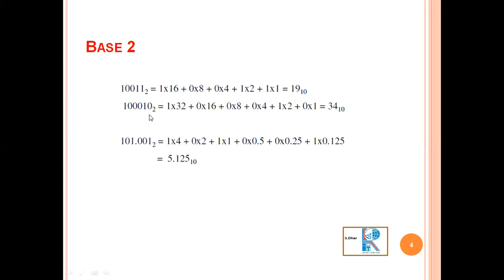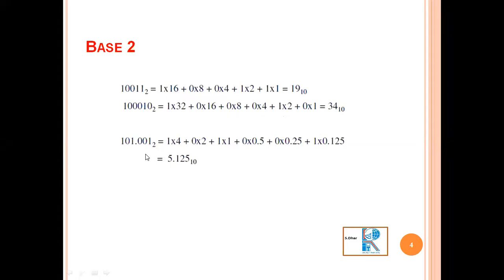So how to represent binary in decimal? You know, just recall the thing: 10010. This is, suppose, a binary number. How to represent it in decimal? So 0 into 2 to the power 0, 1 into 2 to the power 1, 0 into 2 to the power 2, 0 into 2 to the power 3, 0 into 2 to the power 4, and 1 into 2 to the power 5. So this is the transformation of base 2 to base 10.